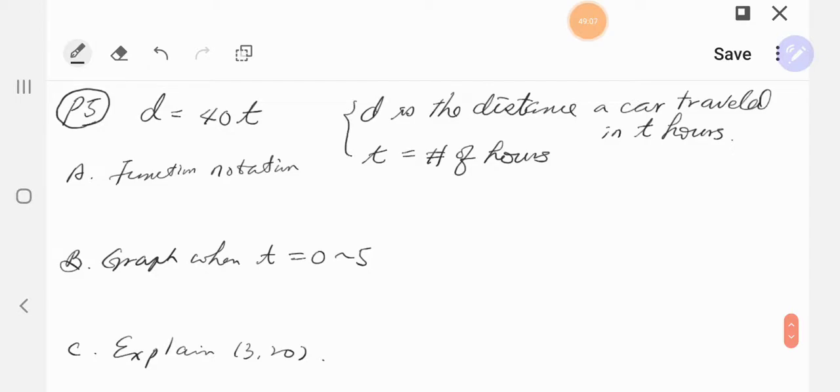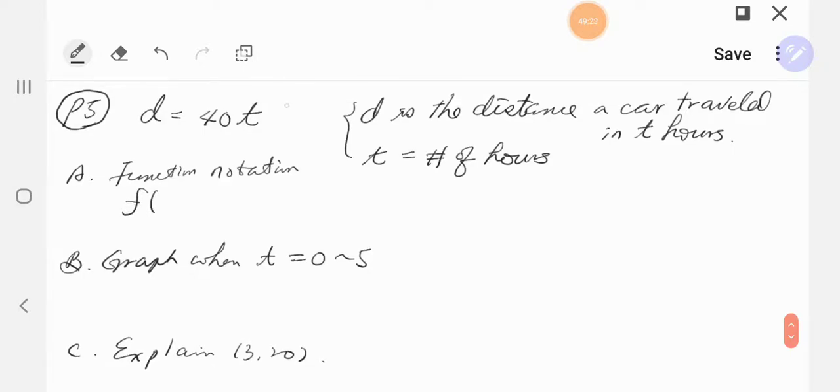Using this equation, we will rewrite it in function notation. In function notation, the output is the distance, so we can use f of input. The input is hours, t. In this case, let's use the variable t. So f of t is equal to 40t. Make sense? So t is the input variable, the independent variable, and f of t is the output.